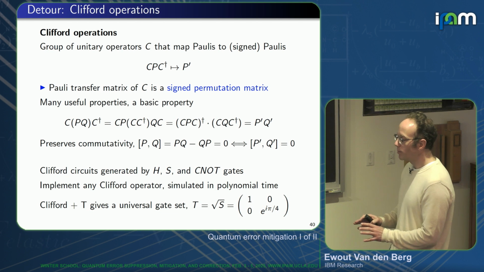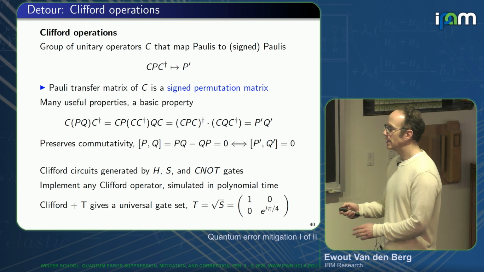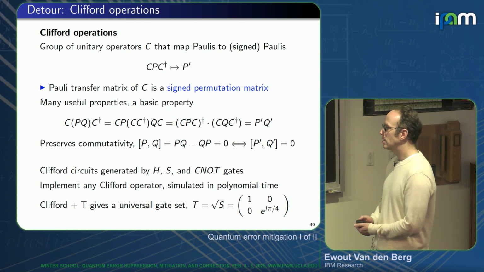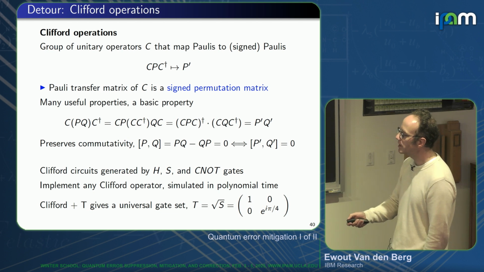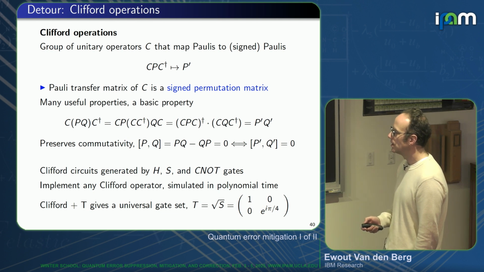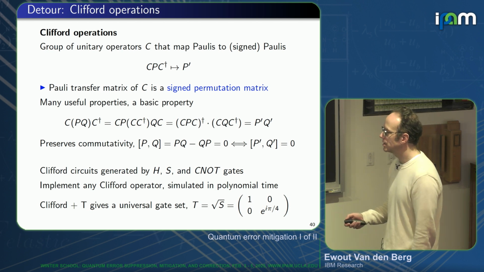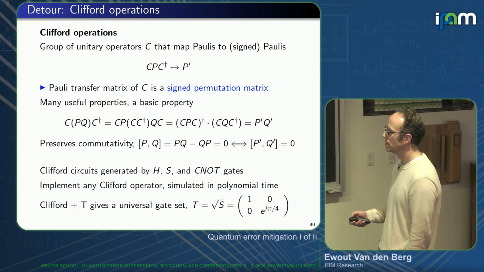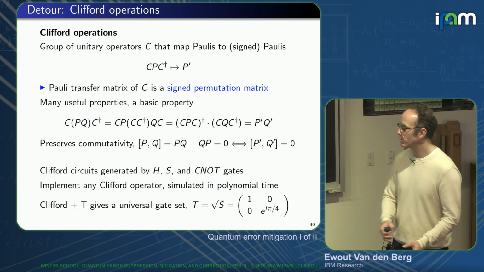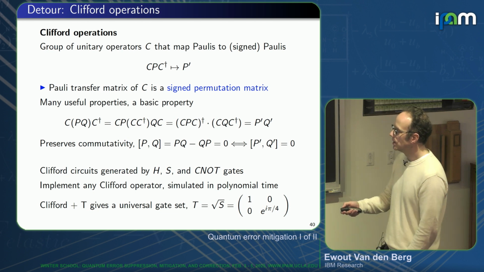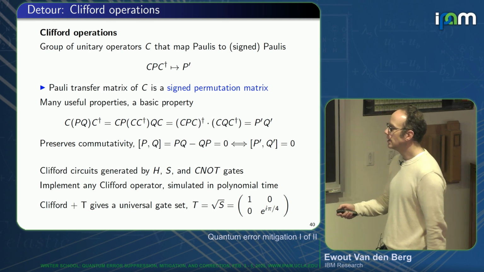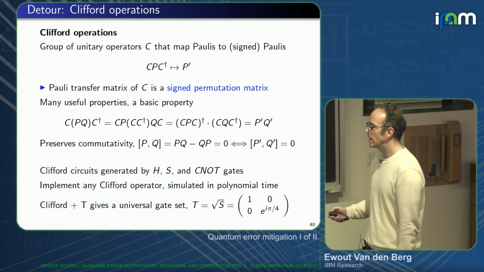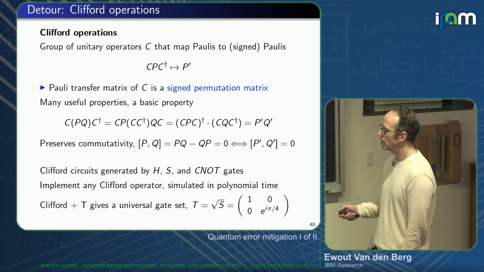You can implement Clifford operators with Clifford circuits, and those can be generated with just Hadamard, phase and CNOT gates. So you can, in principle, implement any Clifford operator with just these three gates. And you can do so actually in polynomial time. So the circuits are quite efficient. Now you may have seen that Clifford plus T is a universal gate set. So if you have all of those gates and you also allow usage of T, then you can at least approximate any unitary up to desired precision.